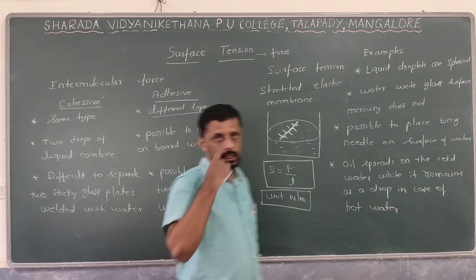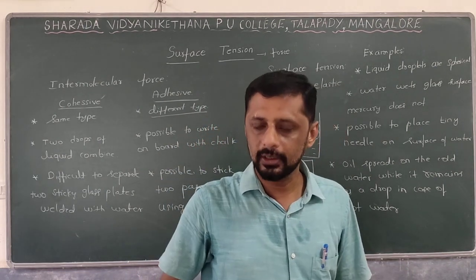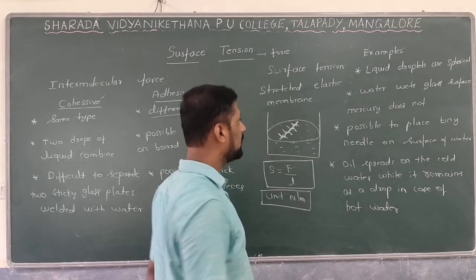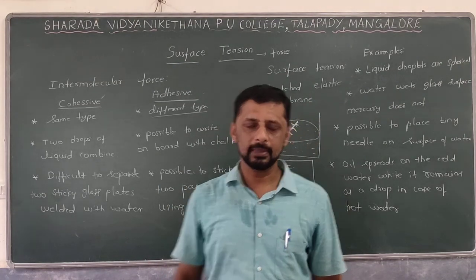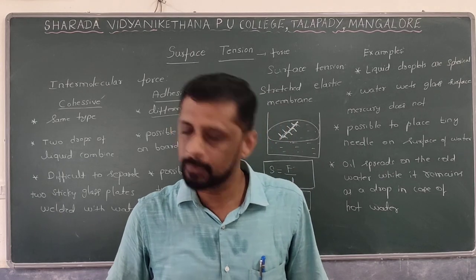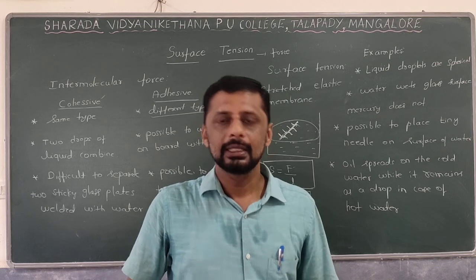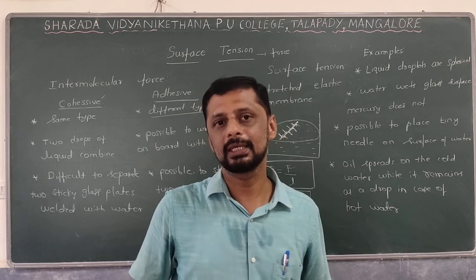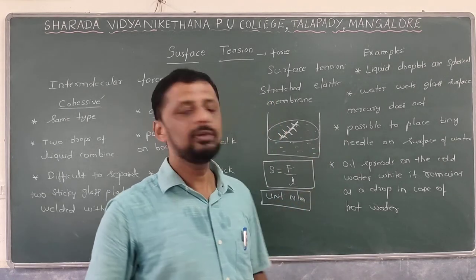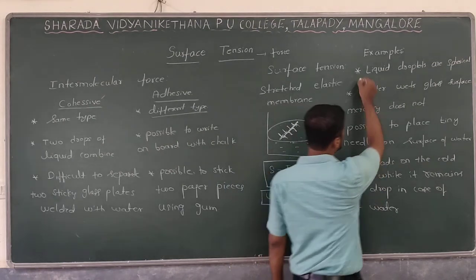Next, we will go through a few simple examples in order to understand the phenomenon of surface tension. First one, normally liquid droplets, water droplets or any liquid droplets usually take a spherical shape. That is because of what? Surface tension. As I said earlier, the free surface of the liquid always tries to have minimum surface area. So hence they attain which shape? Spherical shape. Liquid droplets are always spherical.